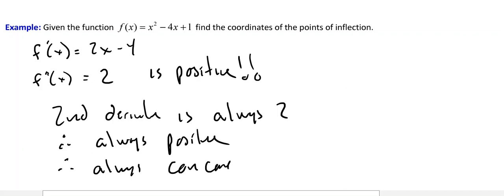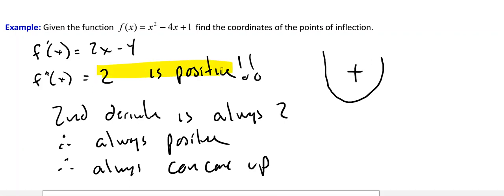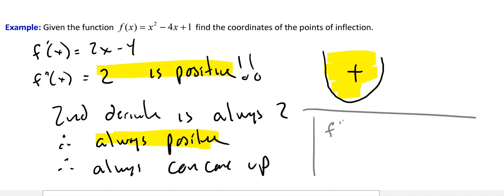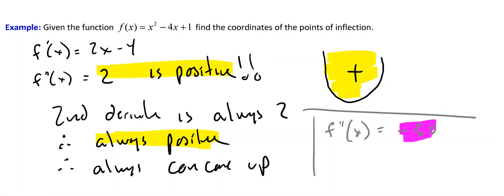Remember that the graph where it's concave up, the second derivative is positive. Well, since this is always positive, it's always concave up. Well, what happens if we had a graph of a second derivative that was negative? What happens if f double prime of x is negative 30? Well, the important thing is here that it's negative 30. It's always going to be negative. Therefore, this graph is always concave down.